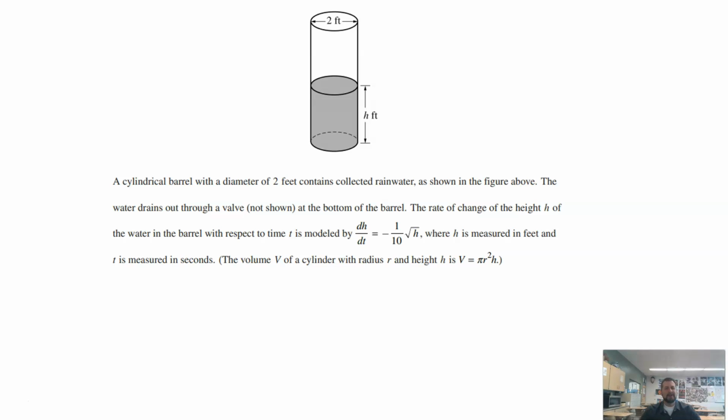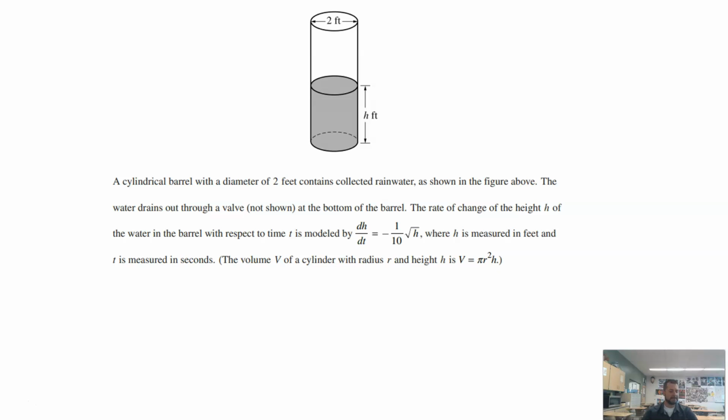The problem says a cylindrical barrel with a diameter of 2 feet contains collected rainwater, shown in the figure above. The water drains out through a valve, not shown, at the bottom of the barrel. The rate of change of the height of the water in the barrel with respect to time is modeled by dh/dt equals -1/10 times the square root of h, where h is measured in feet and t is measured in seconds. Then we've got the volume of a cylinder with radius r and height h: V equals pi r squared h.